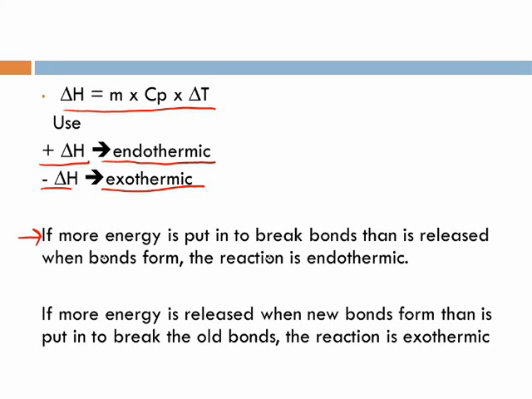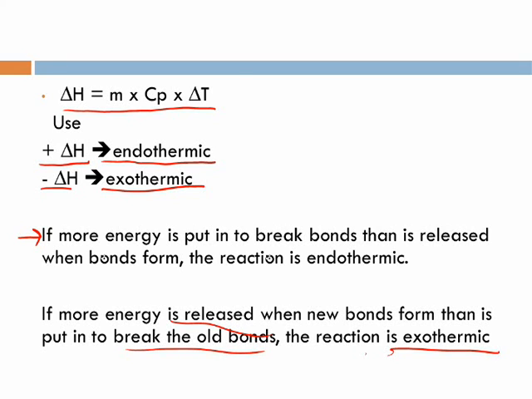If more energy is put in to break bonds than is released, the reaction is endothermic. That means if we put more energy into that system to break all those bonds than what was released, we're putting energy into it. It's endothermic. If we have a reaction where a lot of energy is released, more than was put into it, then the reaction is exothermic.